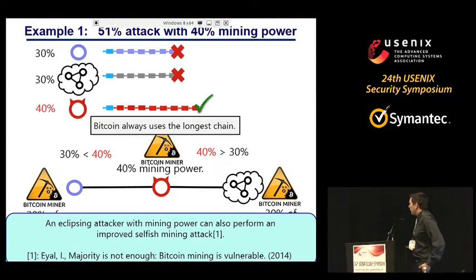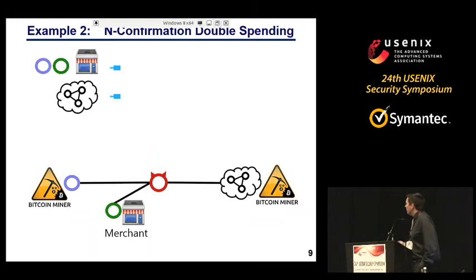Now in this attack, we assume the attacker not only had eclipsing power but also had mining power. There are some other attacks that can be improved with mining power. For example, we can do an improved selfish mining attack, but I'm not going to talk about that here. So now let's look at a situation in which the attacker does not have any mining power. And we've added a merchant to this picture, and the merchant and the purple miner are going to share the same view of the blockchain. Now, the attacker wants to do a double spend.